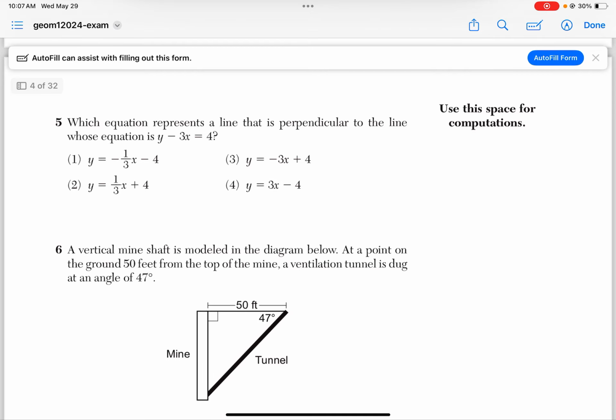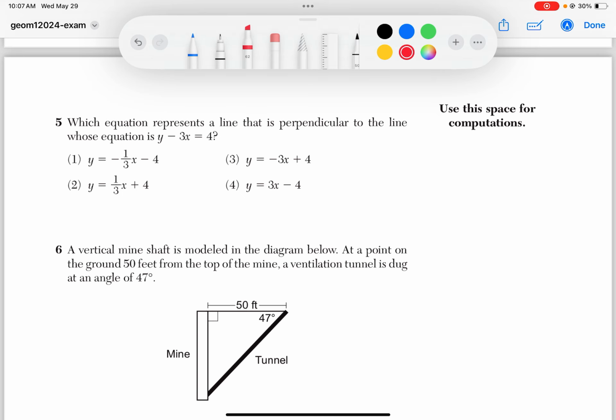Number 5, which equation represents a line that is perpendicular to this line? Well, I can't identify a line until its y is isolated. In this case, y is not isolated, so I'm going to have to do a little bit of algebra. Not a lot. Very simply, just add 3x to both sides. Okay, now I can identify this line's slope, which is 3.